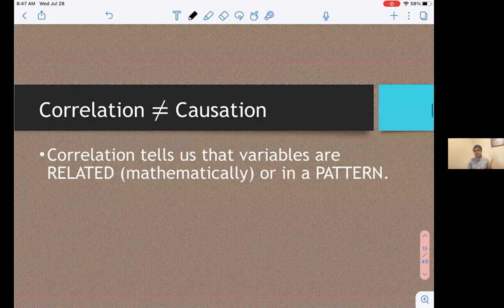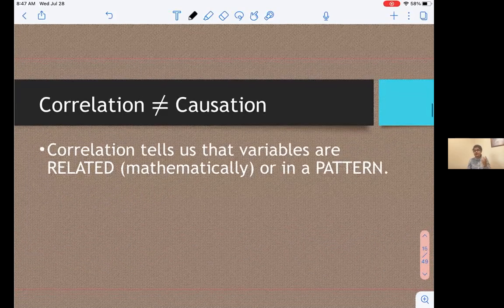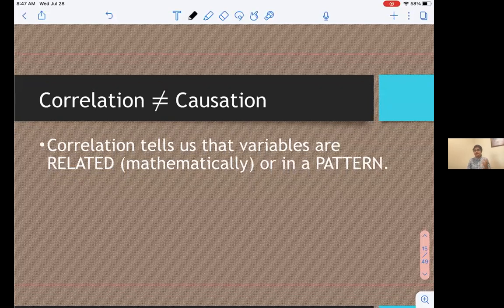The reason is that correlation is just a mathematical unit that tells you how much these two variables are related to each other. But if we have a strong correlation coefficient, greater than or equal to 0.75, that doesn't mean that X is actually the cause of making a change in the Y variable.